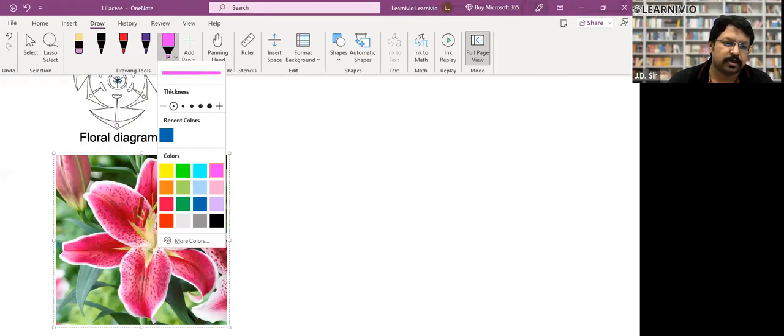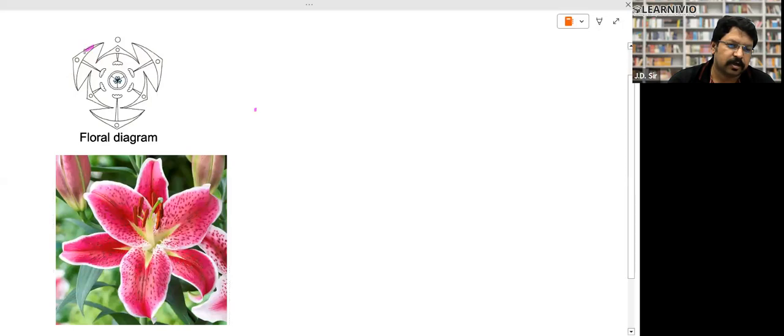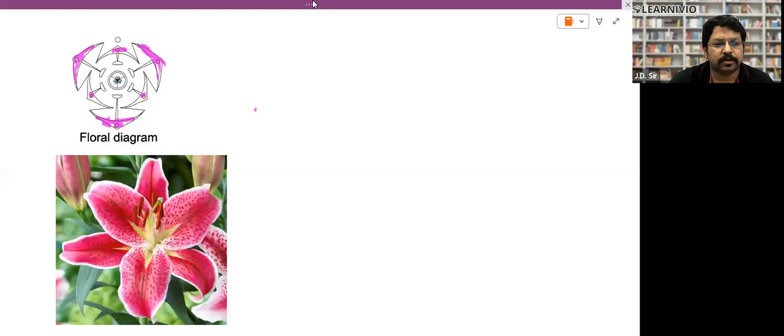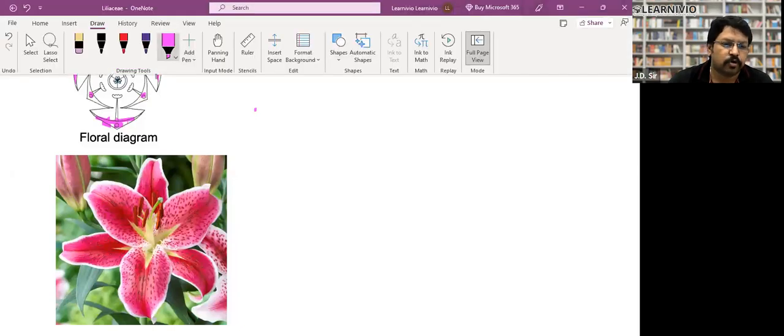Look, you can see here Liliaceae. One petal here, this one petal is this one, right? Another petal is this one, another petal, and one petal is this one, right? So this is one word, and another one, this one, and this one. There is another word, right? So you can see that there are no petals.